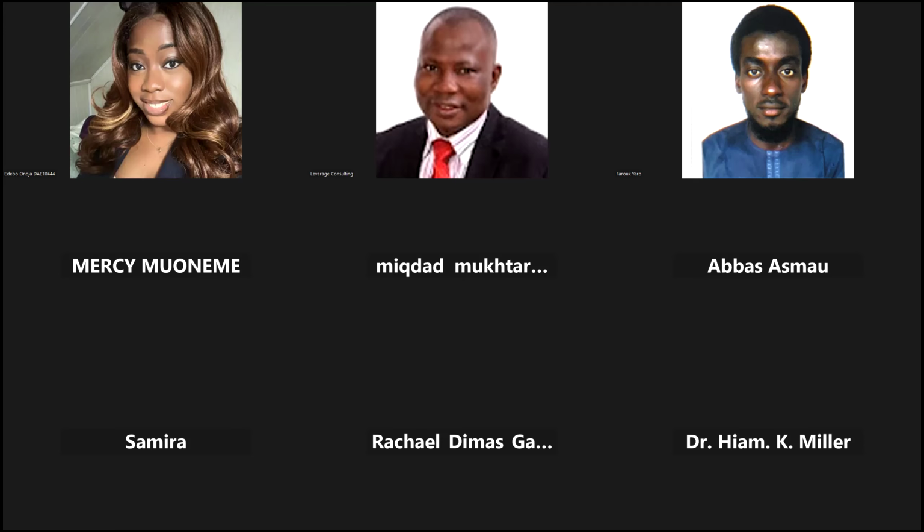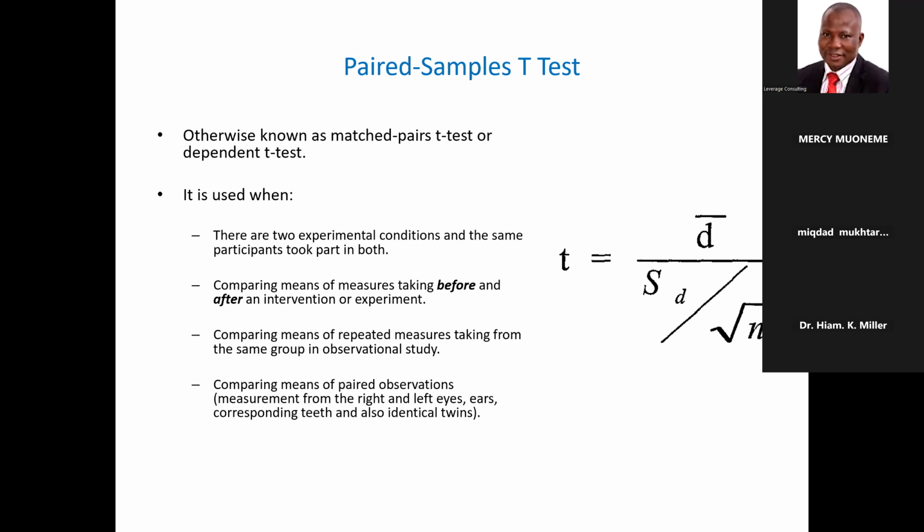You get it now. Now, let's go to the last one, paired sample t-test, otherwise known as matched pair t-test or dependent t-test. The other one we just finished now is the independent sample t-test. Independent samples means there are two independent samples. But this one is the dependent t-test. Dependent is the same thing as paired or matched.